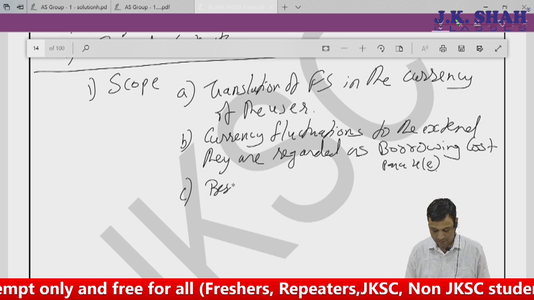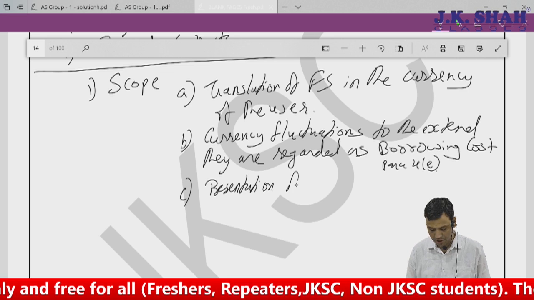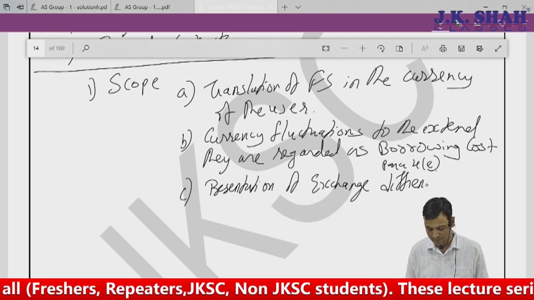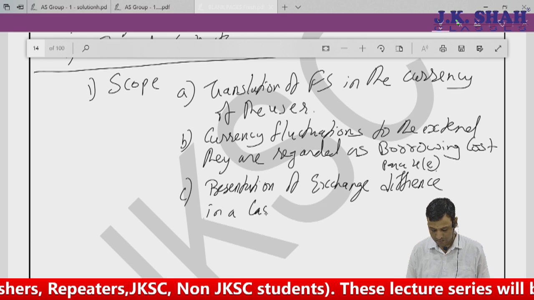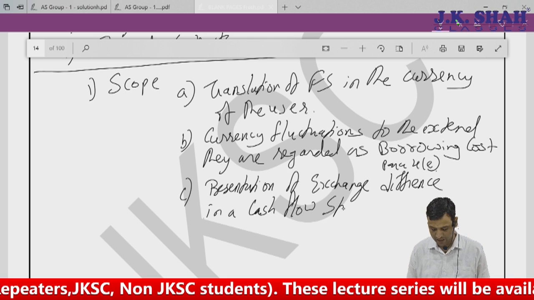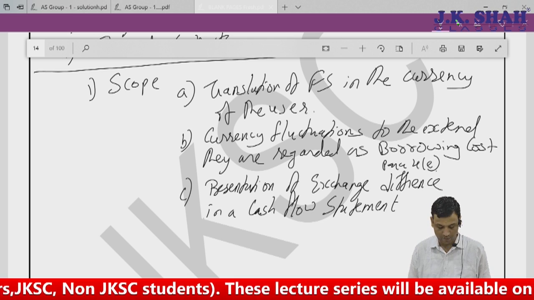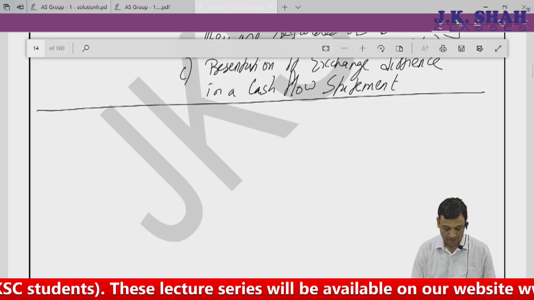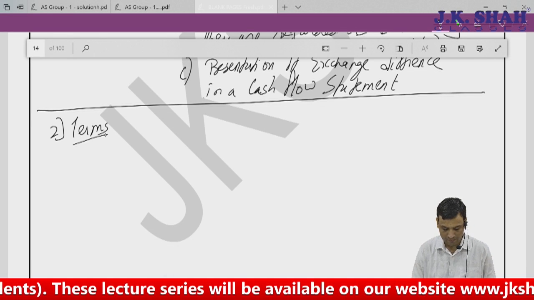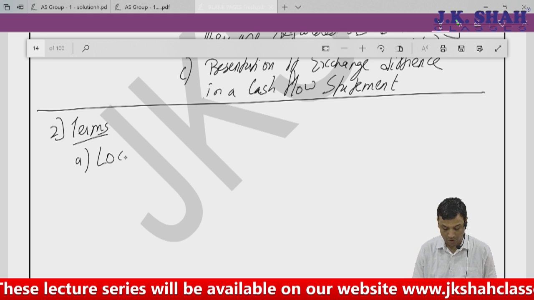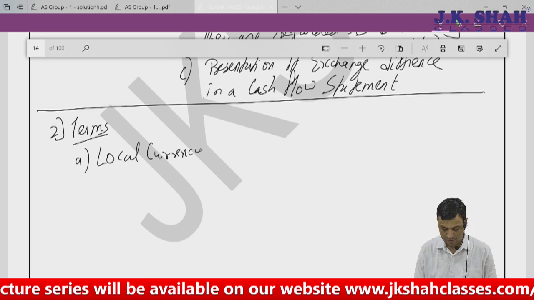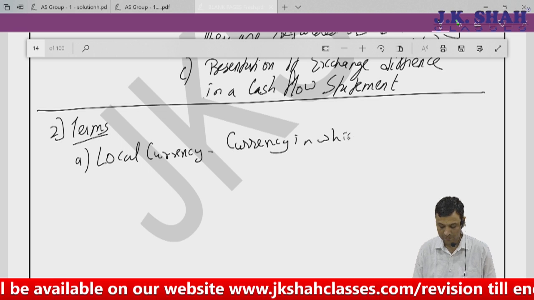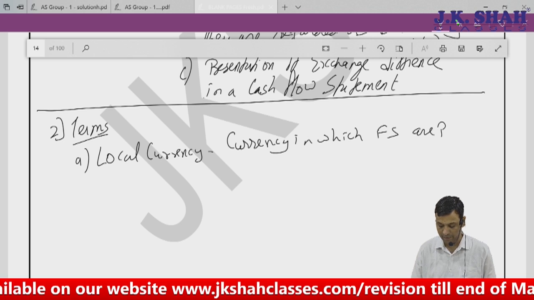In the same way, presentation of exchange difference in a cash flow statement is also not covered by AS11. Coming on to the next area, that is some terms. Now, simple terms, what is local currency? The currency in which financial statements are prepared.